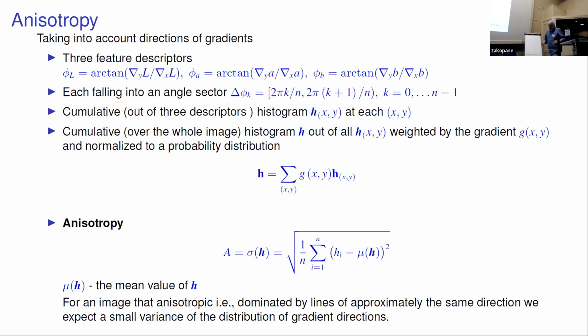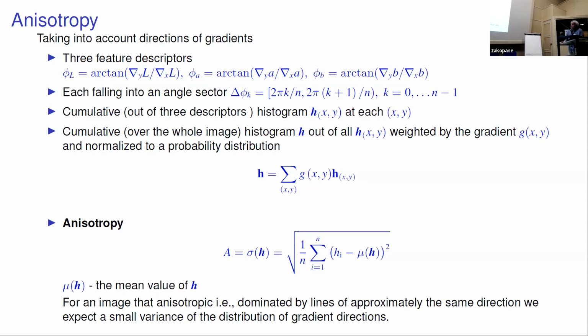So also discretize or put it into several bins in the histogram. You make the cumulative histogram out of the three angles at each point, and then you cumulate this histogram over the whole picture, maybe with weights which are proportional to the actual gradient or intensity of the gradient. Okay, and this is this histogram. And then anisotropy was defined by these authors simply as the standard deviation from the mean of this histogram, which is a normalized probability distribution.